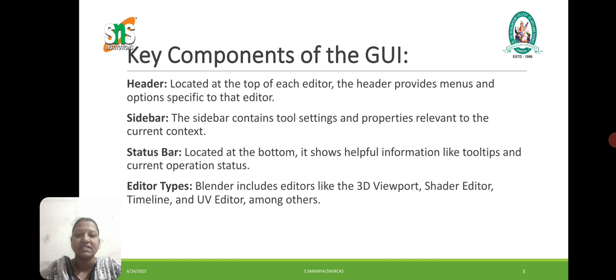Next is the editor type, that is the 3D viewport, shader editor, timeline, UV editor. According to this, where the user is working will come under the editor types. In editor types, the 3D viewport is the place where the user can work and design or create an animation. That everything will come under the editor types.